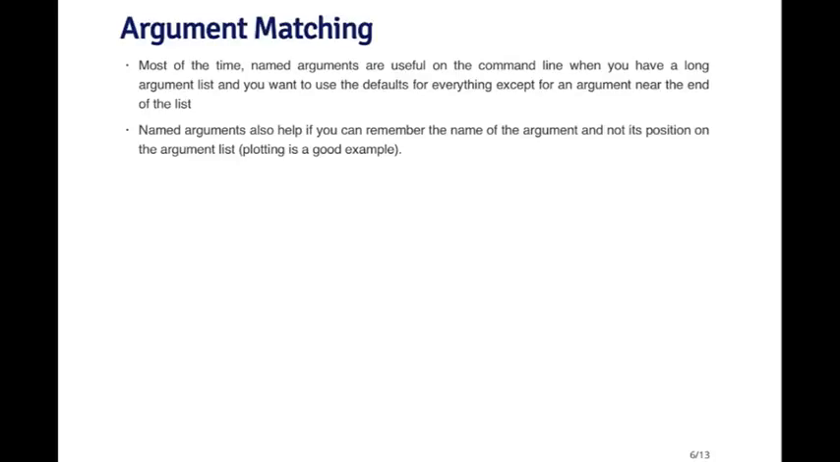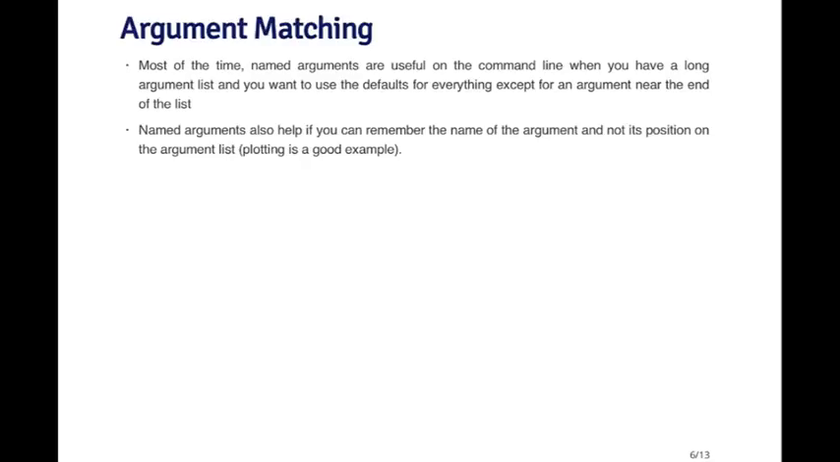So most of the time, the named arguments are useful on the command line when you have a long argument list and you want to use the defaults for everything except for one of the arguments, which may be in the middle or near the end of the list. And you usually can't remember exactly which argument it is, whether it's the 4th or the 6th or the 10th argument on the argument list. And so you just call it by name, and that way you don't have to remember the order of the arguments on the argument list.